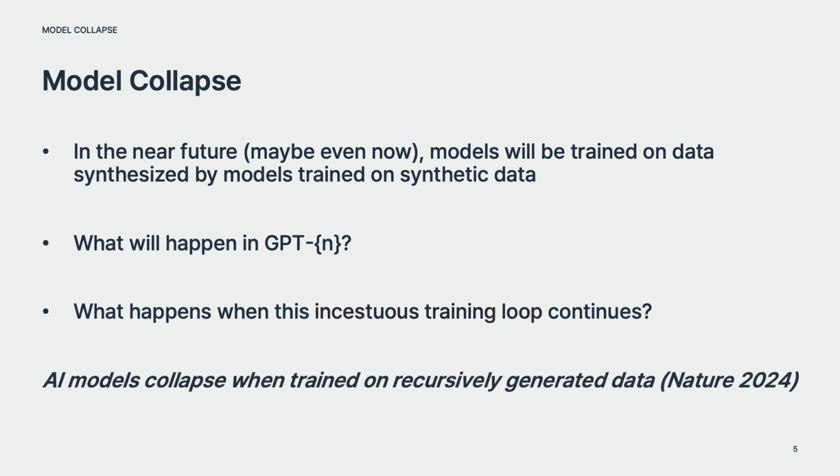This question was empirically studied in a 2024 Nature paper. The key finding was that AI models collapse when trained on recursively generated data. As generations progress, generated outputs become less diverse, more repetitive, and increasingly concentrated around high probability modes. This work established model collapse as a concrete and measurable phenomenon rather than a purely theoretical concern.